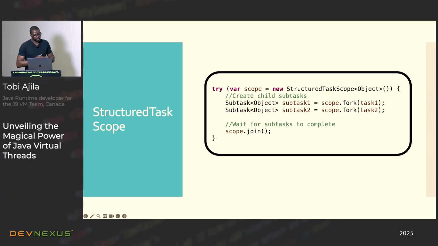So here's an example of how this looks. You have your thread. You create a structured task scope using try-with-resources. And then you can fork tasks. This is how you increase the concurrency of the application. Once you've done that, you join on the scope, and it just waits for all the subtasks to complete. And then you proceed. So it's fairly simple.